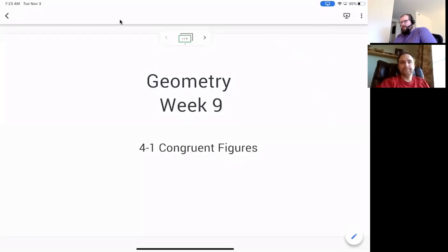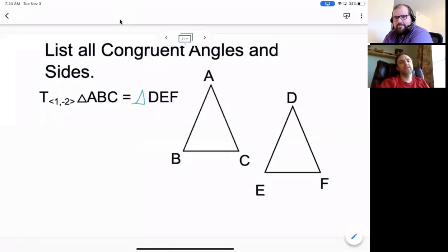Hello, students. Today we're going to talk about congruent figures. That's really exciting. I think congruent means that they have to be the same. Oh, I think we've talked about congruent before. Things that are congruent have the same size and shape.